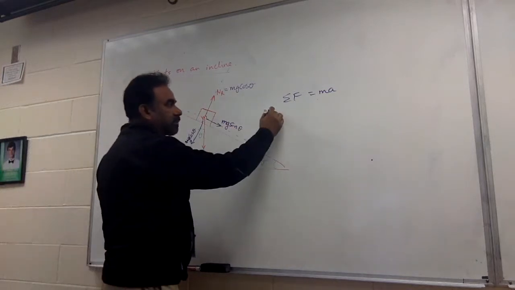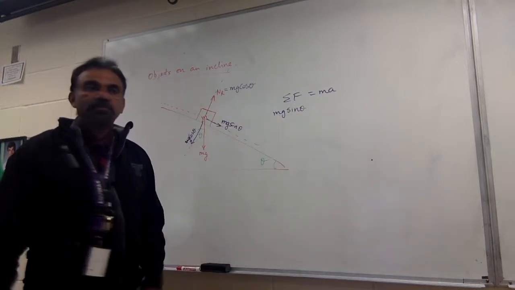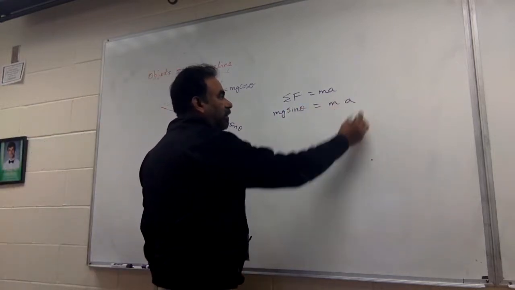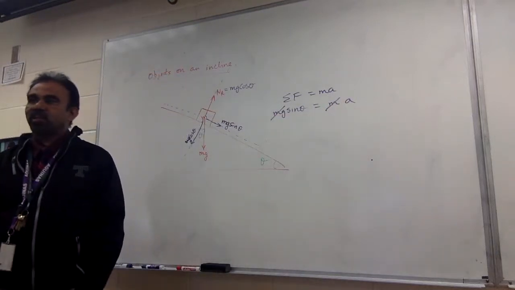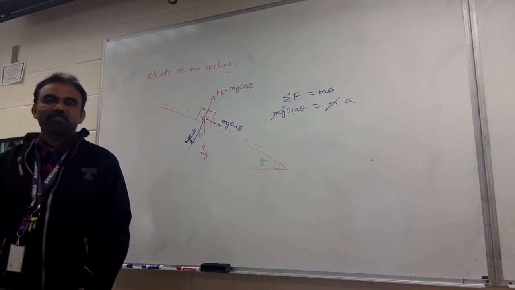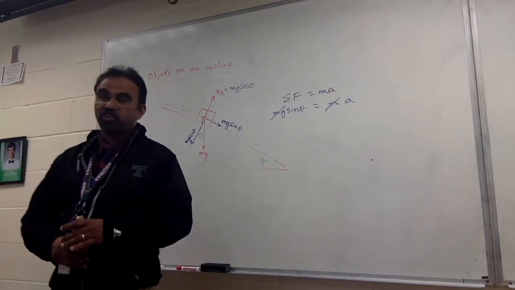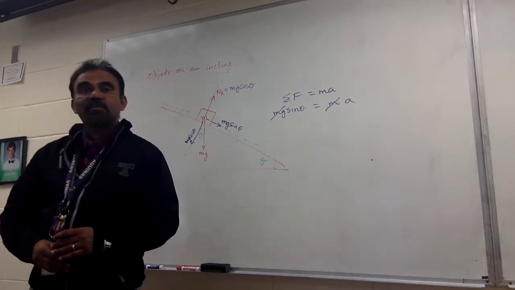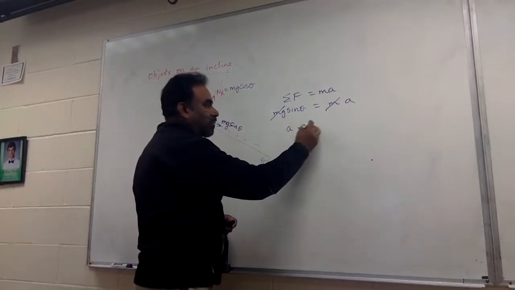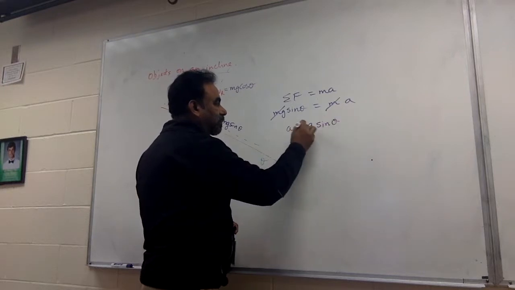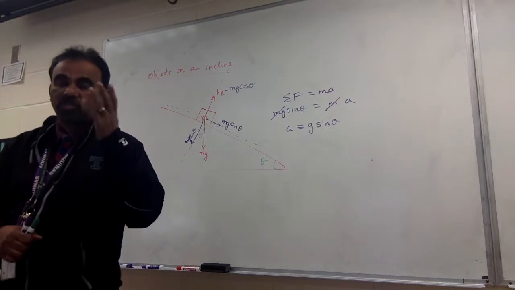Apply that. What is the net force here? Mg sine theta should be equal to ma. So what is the acceleration? What's the acceleration of that object sitting on that incline, on a frictionless incline? G sine theta. So acceleration is g sine theta. So what is the acceleration down the incline? It's g sine theta.